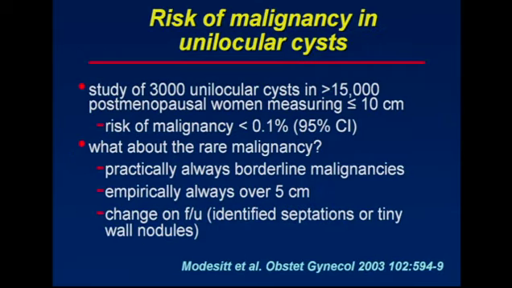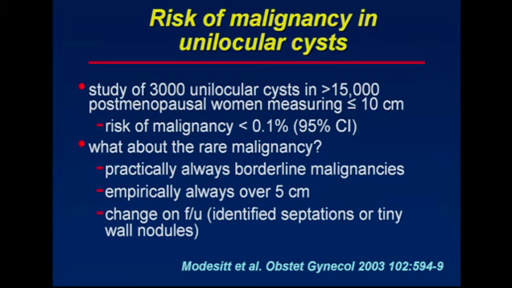Now, it's important for you to have faith in that assessment. The risk of malignancy in unilocular cysts is practically zero. In a study of 3,000 unilocular cysts done in over 15,000 postmenopausal women, and these weren't just small cysts, these were cysts that measured up to 10 centimeters in size, the risk of malignancy was less than 0.1%, and that's with a 95% confidence interval.